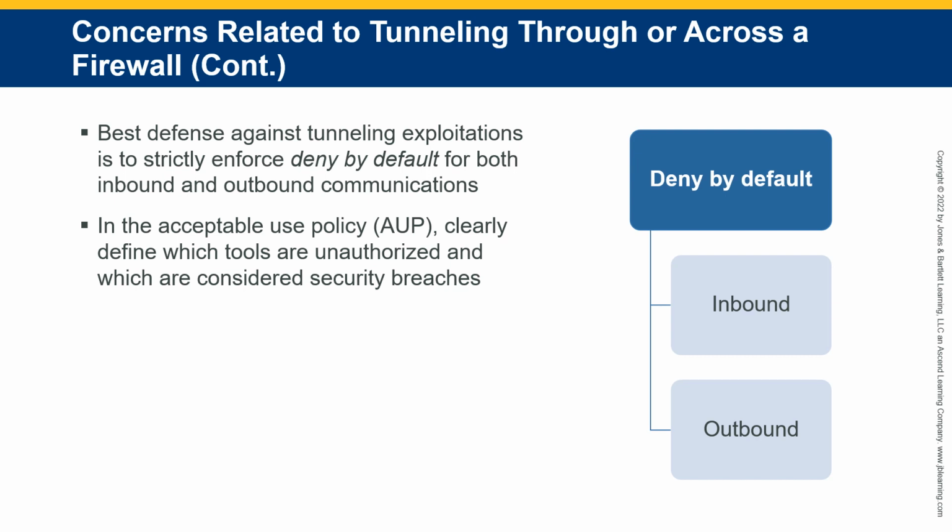Concerns when related to tunneling through or across the firewall. As I stated earlier, the best defense against tunneling exploits is to strictly enforce deny by default for both inbound and outbound connections. Don't let new connections be established without your authorization. Make sure an acceptable use policy clearly defines which tools are unauthorized and which tools are considered security breaches.